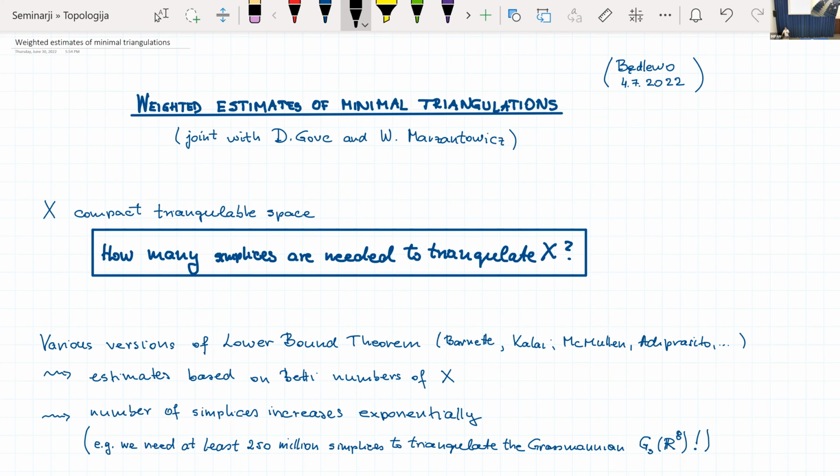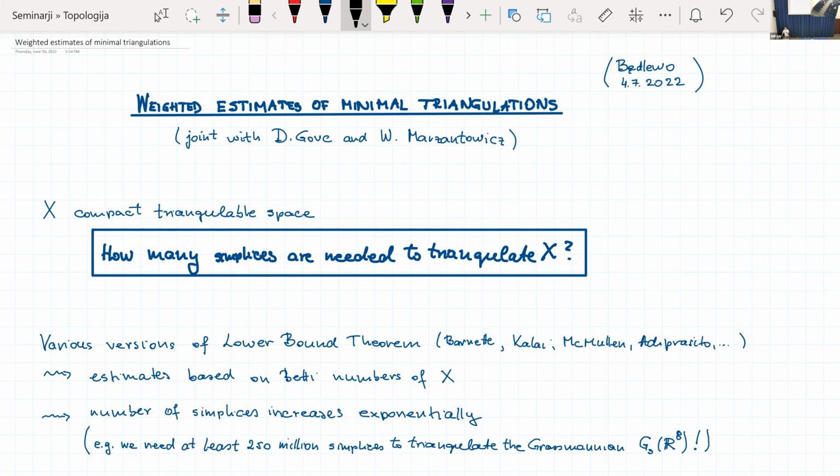If you have a triangulable space, a compact one, you just ask how many simplices are actually needed to triangulate X. Well, in geometric topology and algebraic topology, we often work with spaces that have triangulations, but we usually don't need an explicit triangulation. It's different if you do applied topology, because then the mere fact that the space can be triangulated is often not of much help. You need a specific triangulation, and then you want to know what it is.